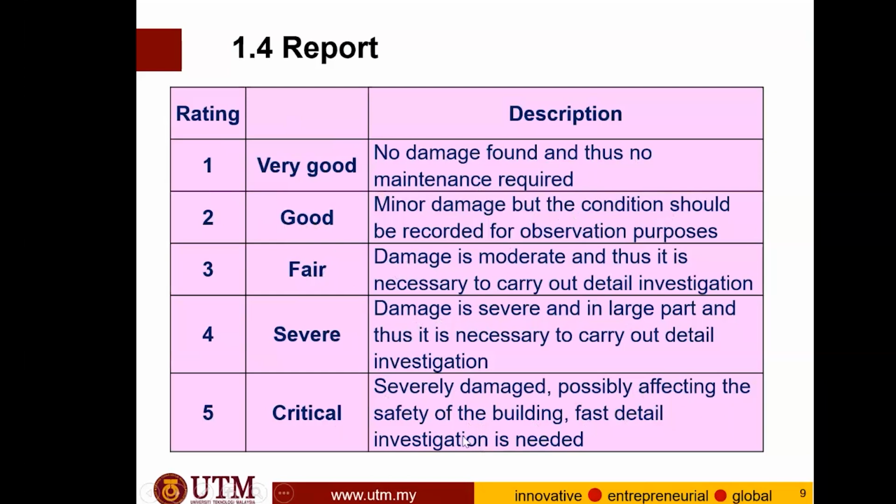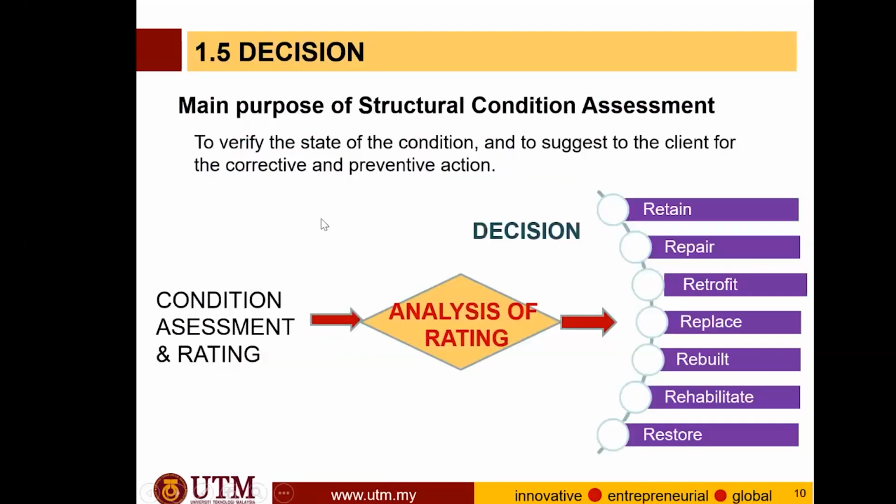Fast detailed investigation is needed, meaning this is structural performance or forensic investigation. And if it's critical, the further investigation will determine whether the building is to be replaced or demolished, or needs major repair or major strengthening. So this is rating.